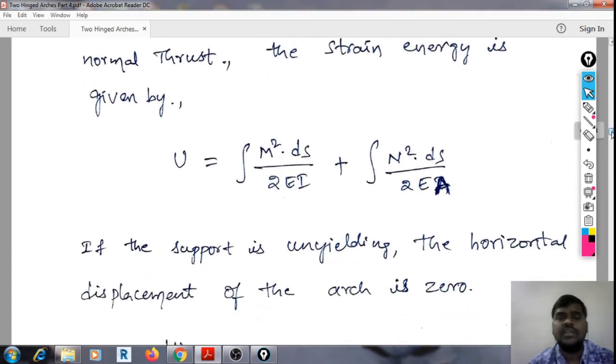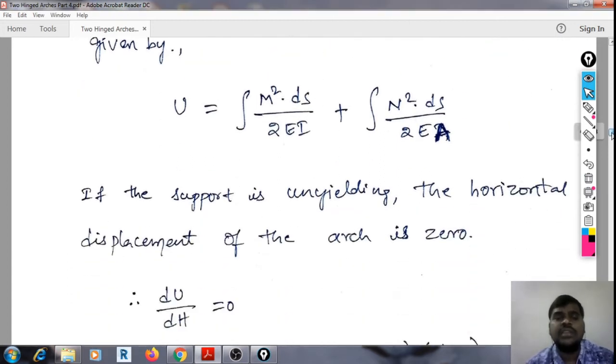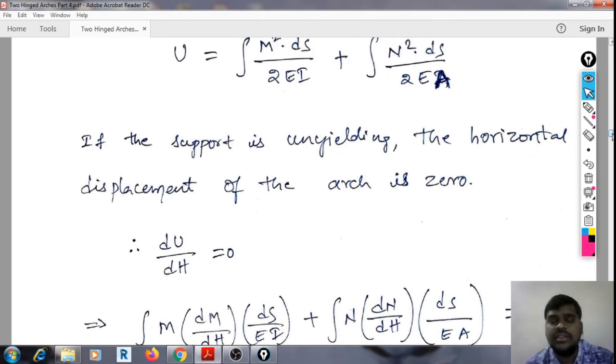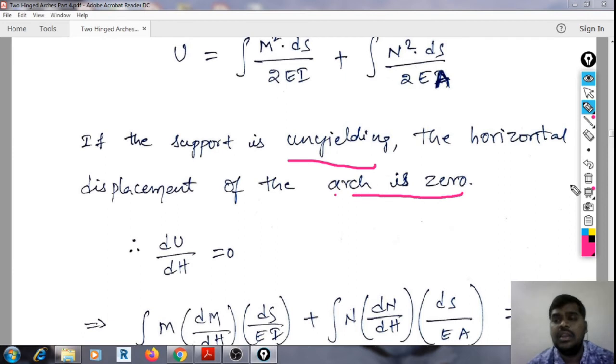If the support is unyielding, the horizontal displacement of the arch is 0. If it yields, what happens? If it yields, there will be no opposite horizontal thrust. If it is unyielding, what happens? There will be an opposite force and the horizontal displacement of the arch will be 0. This is also clearly explained in the starting videos only.